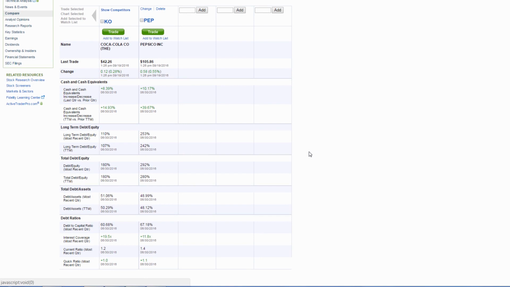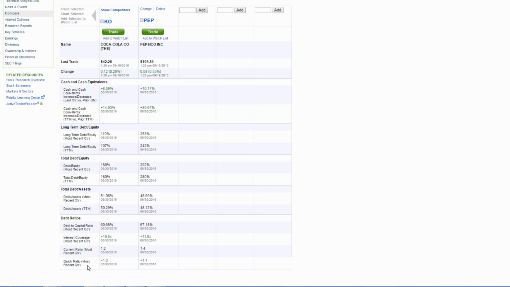So we're looking for the current ratio and the quick ratio. How good are we at paying our current bills? And they're both at the bottom here on this particular site. Current ratio for Coke, 1.2 versus 1.4. Once again, you want these numbers to be greater than 1.0, so that you're making your debts.